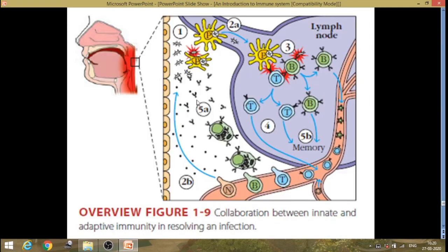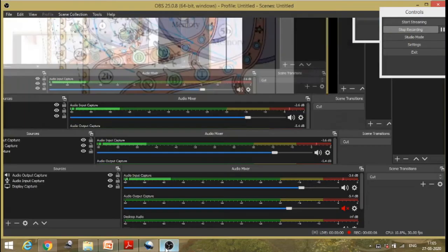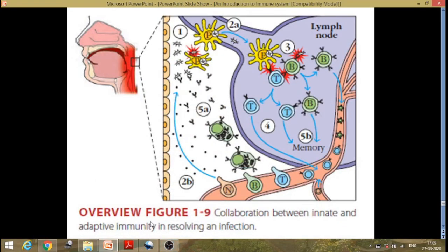So in order to have a better understanding, let us look at this figure. This figure shows an overview of the immune response generated against bacteria, and it mainly shows the collaboration between innate and adaptive immunity in resolving an infection. This is a whole immune response, comprising innate as well as adaptive immunity, generated against the bacteria.